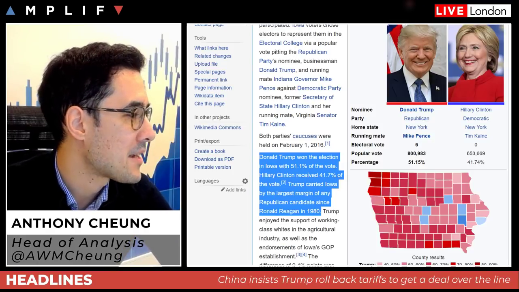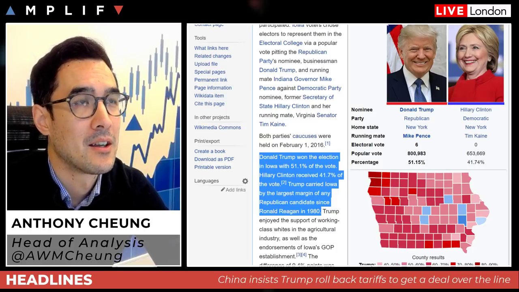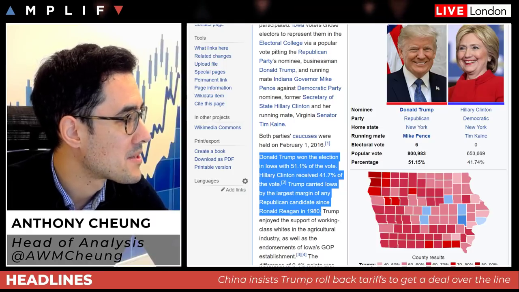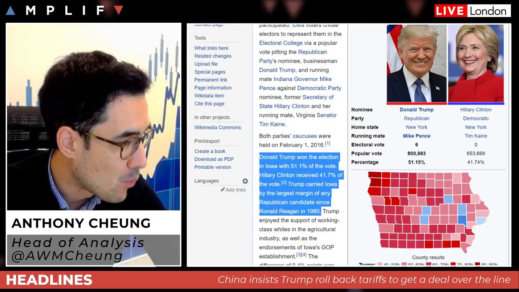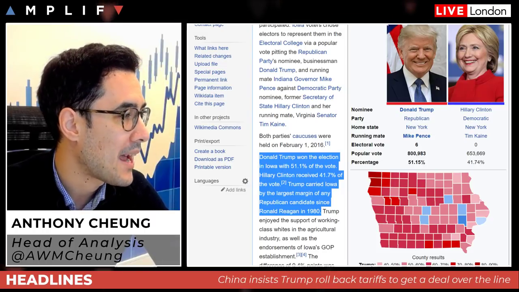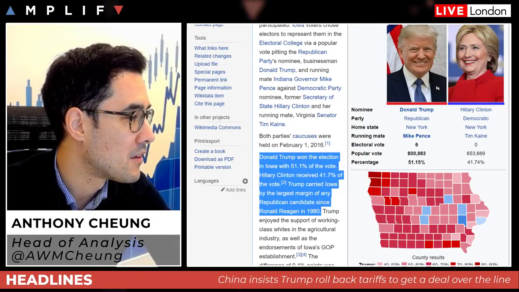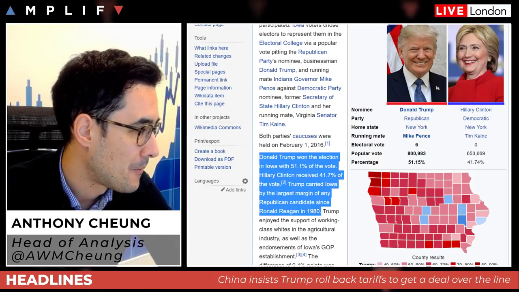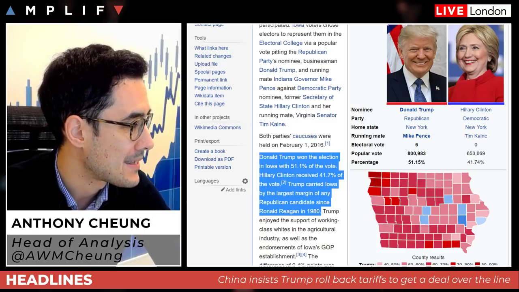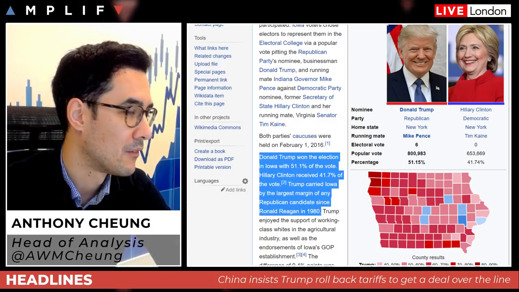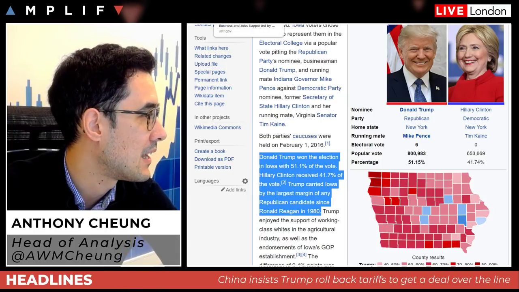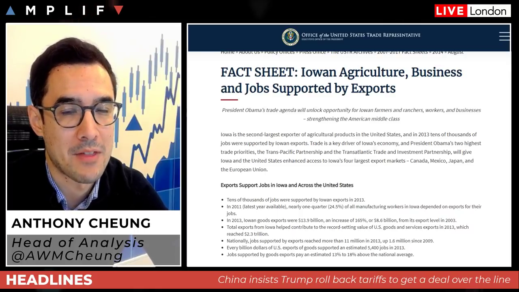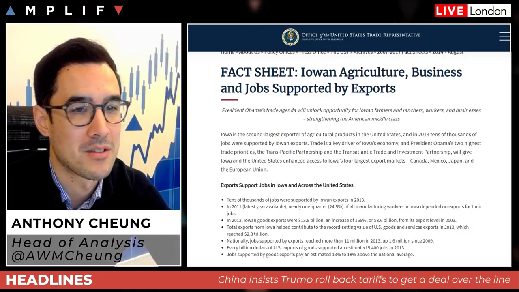Why? Because, well, if you go back to 2016, when we had the previous US election, Donald Trump won this area with 51.1% of the vote. Hillary Clinton received 41.7% of the vote. Trump carried Iowa by the largest margin of victory of any Republican candidate since Ronald Reagan in 1980. Trump enjoyed the support of working class whites in the agricultural industry, of course. And what's the main product that they produce in Iowa? Soybeans.